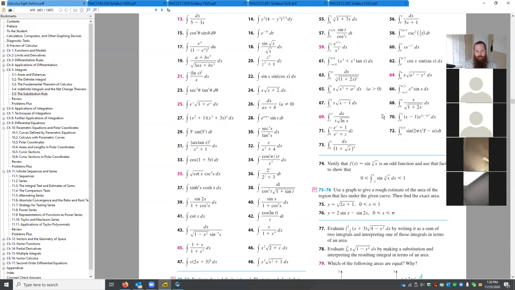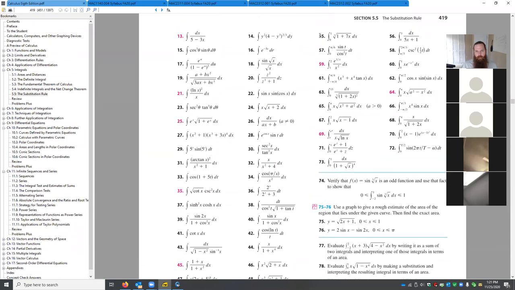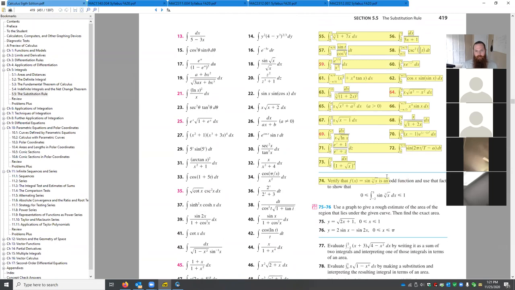What looks scary here, guys? I think the definite integrals start here at number 55. So in the chat there, please tell me, 55 through 73, what looks scariest? What do you want to try?